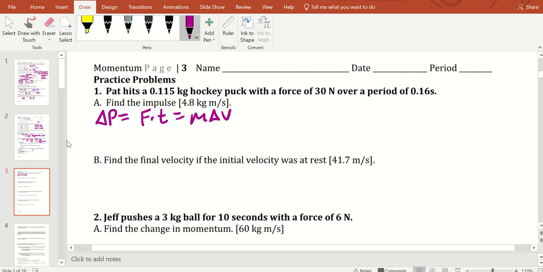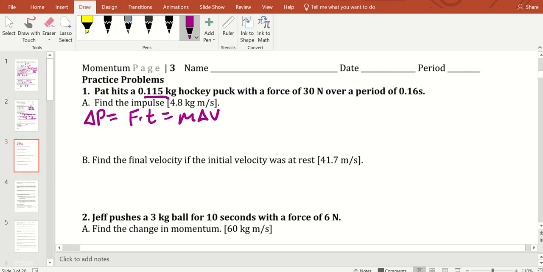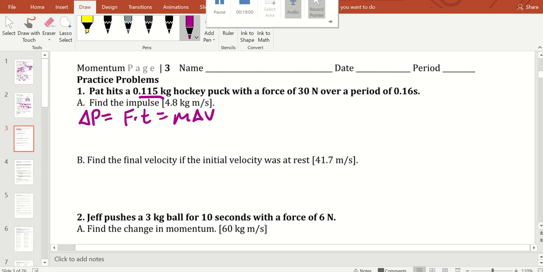So in question 1, Pat hits a 0.115 kilogram hockey puck with a force of 30 newtons over a period of 0.16 seconds. So you're going to be asking yourself, do I have force and time, or do I have mass and change in velocity? And in this case, you have force and time. So it's simply going to be a matter of plugging it in. We have 30 newtons times 0.16 seconds. If we multiply those out in our calculator, 30 times 0.16, we get 4.8 Newton seconds or kilogram meters per second. Remember, those units are identical.